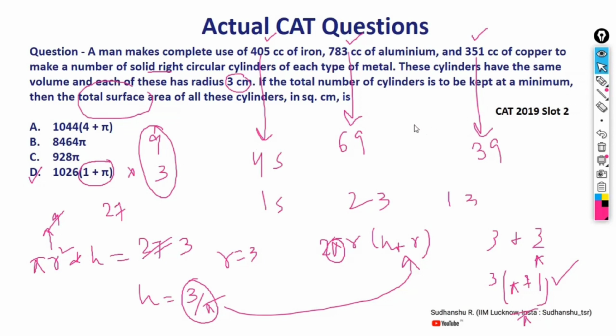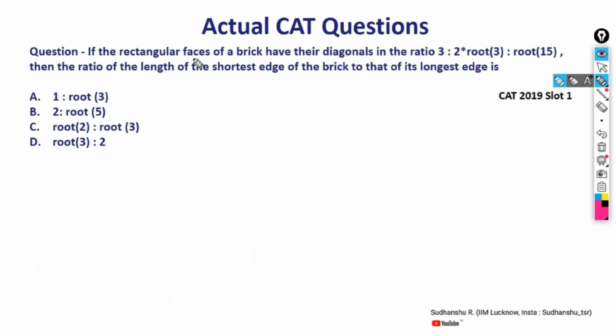A good question from CAT 19 slot 2. We have a rectangular face of a brick having the diagonals. Now let's see, we have 3 dimensions to a rectangular brick, right? So let's say we have a length, breadth and a height. Let's say that there is a certain order to it. So A greater than or equal to B greater than or equal to C in terms of length. What we need to find out is the ratio of the length of the shortest edge to the length of the longest edge, right? So we have the diagonals here.